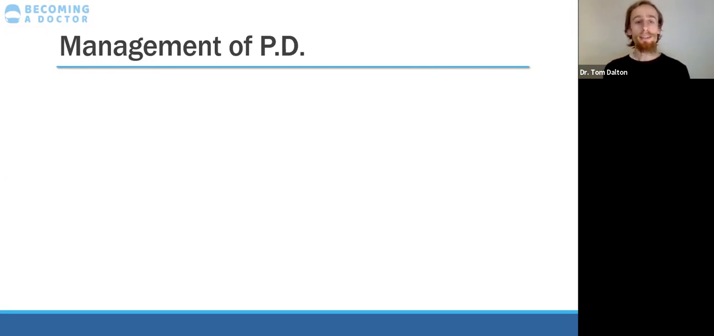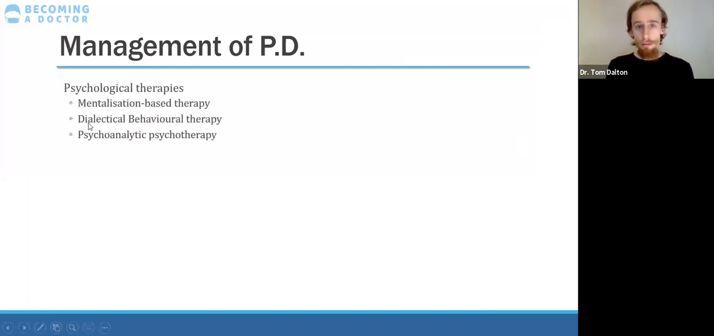So someone doesn't necessarily meet the diagnostic criteria for a personality disorder their whole life through. The traits are quite stable over time, but they might not necessarily cause a problem all the time. So don't think of these as fixed completely. And also they can be treated. And the mainstay of treatment, as you might guess, is psychological therapies. It's all about psychological therapies.